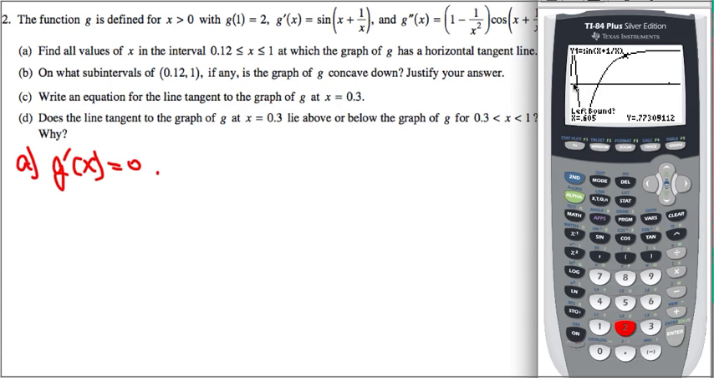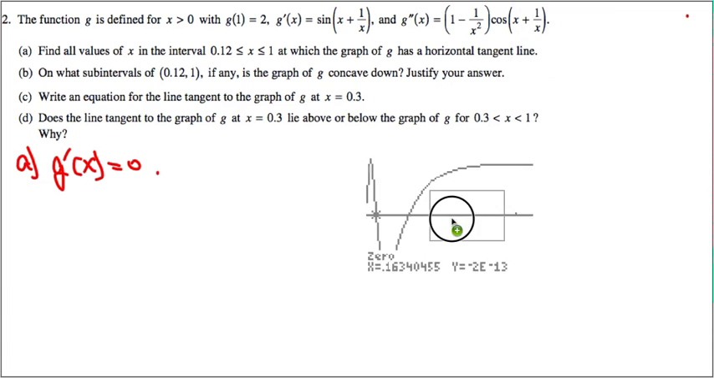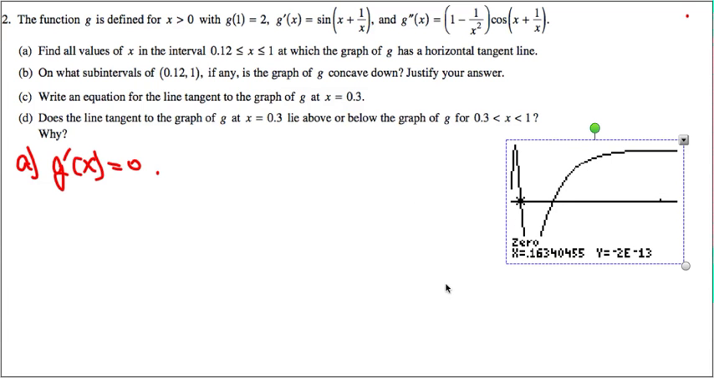The left bound seems to be way before, so I can just move it over. Since I know the value around there, I'm going to put it as 0.12. That would be my lower bound. For the right bound, I'm just going to move it over a bit further. Okay. There it goes. And then guess. And that was one value right over here, 0.163.